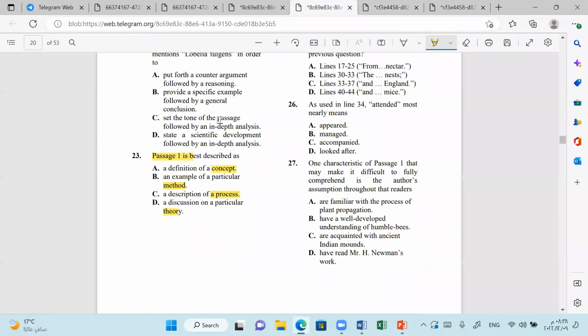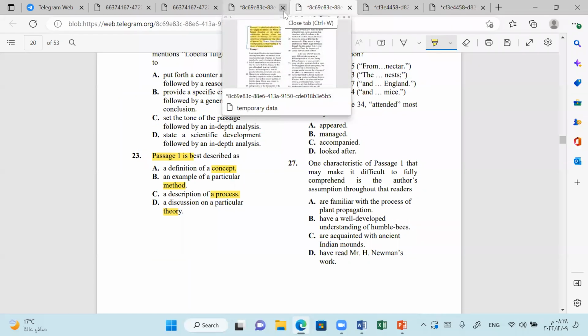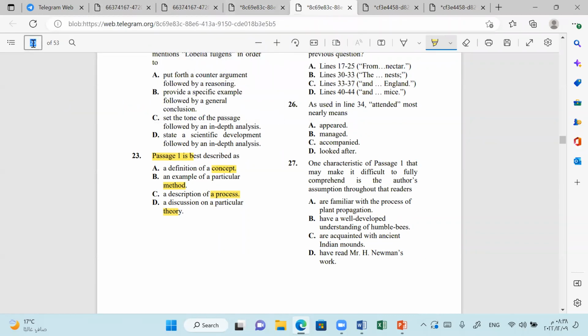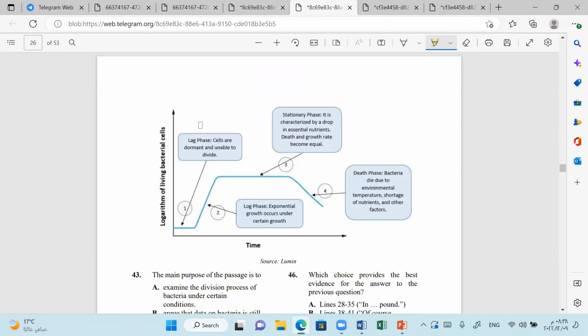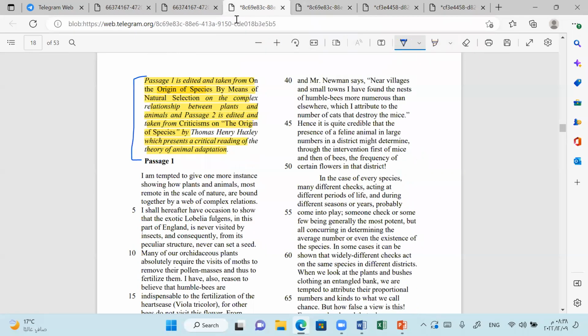This is December. We're gonna see another question. I guess it's page 26. Okay, 26 says the main purpose of the passage is to. Here, it's the main purpose, not the main idea, but it's okay. The main purpose is related to the main idea. And that's obvious.